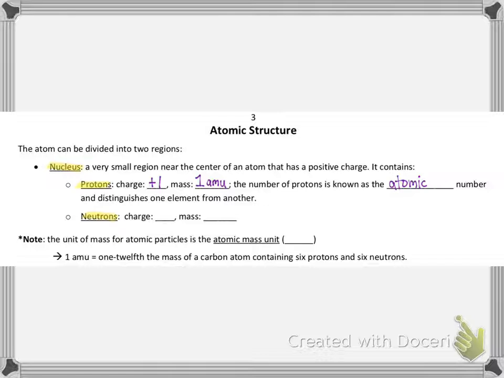Neutrons, of course, have no charge. They are neutral, like their name suggests, but they still do have a mass of 1 AMU. Remember that AMU stands for atomic mass unit. We use those so we don't have to talk about 1 times 10 to the negative something really, really tiny for grams or something. Okay, so that's the nucleus.